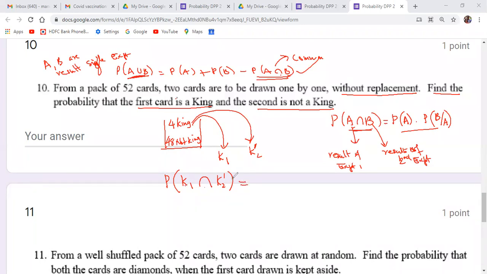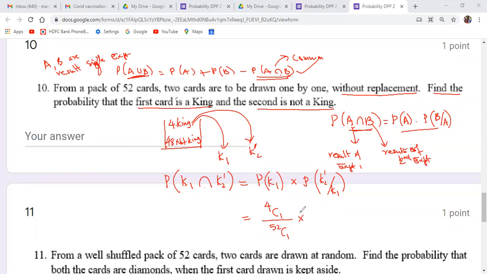Probability of K1 intersection K2 dash is probability of K1 occurring in the first experiment, times probability of K2 dash occurring given that K1 has already happened. Now you tell me, what is the chance of getting a king from a pack of 52 cards with 4 kings? 4C1, 4 by 52.